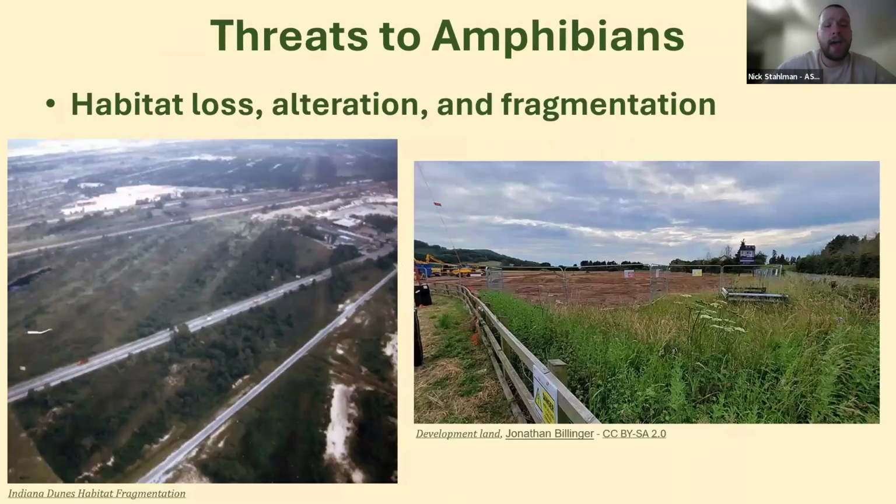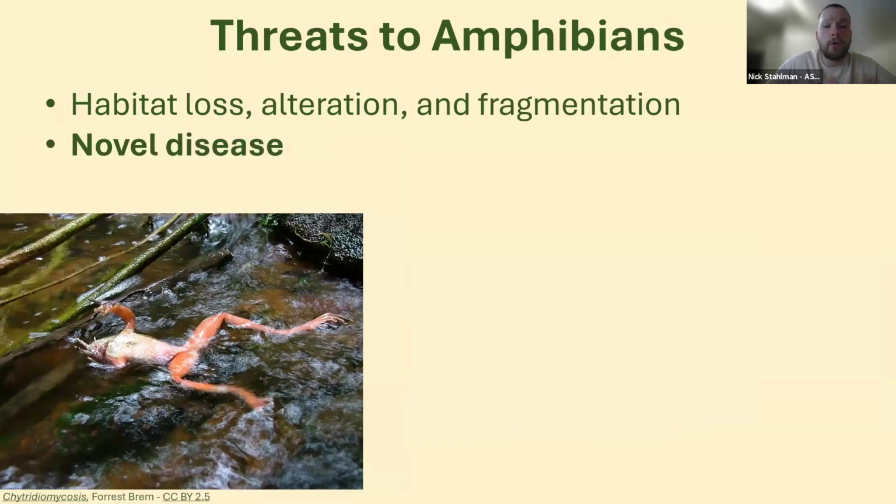It's primarily due to habitat loss, alteration, fragmentation, and novel or new diseases, including Bd, or Batrachochytrium dendrobatidis, which is a fungal pathogen. It started wreaking havoc in Australia and then Central America. And around the mid 90s, it really spread everywhere. It's been detected in over 500 species.